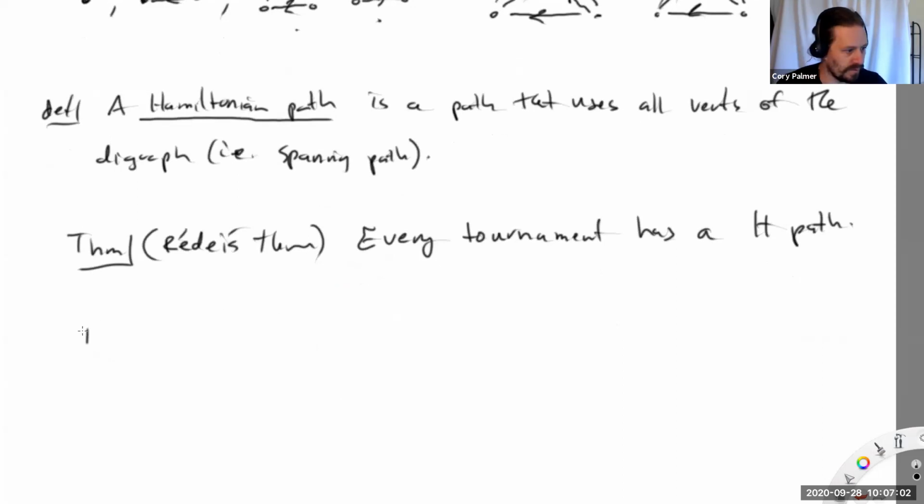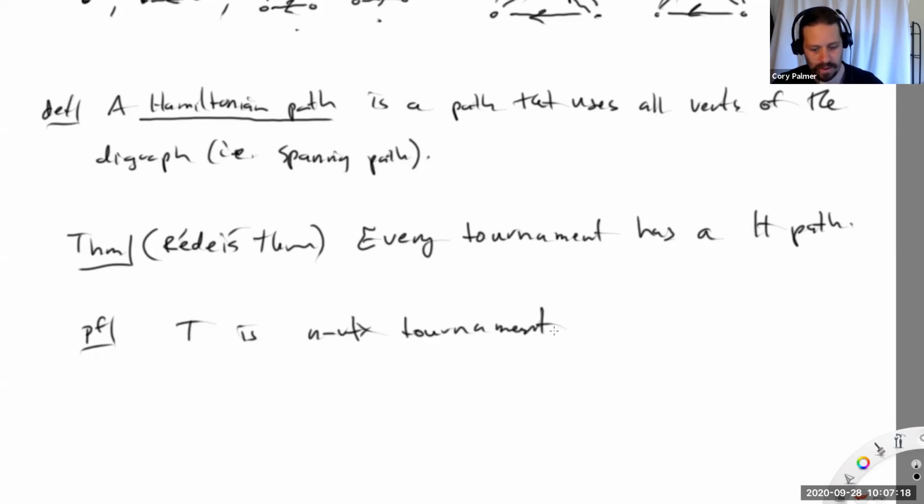Okay, so the proof is very simple, and most of these today will be pretty simple, and the proofs are almost instantaneous with a picture and a little observation or two. But let's say that T is an n-vertex tournament, and let's just take a longest path and hopefully show that it eats up all the vertices of the graph. Let P = v1, v2, up to vk be a longest path.